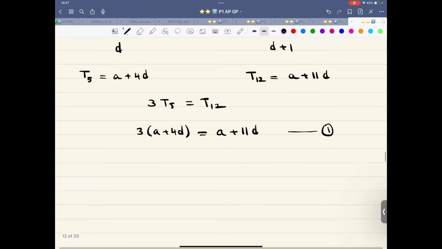Sum of first 5 terms. Sum of 5 terms, that is 5 divided by 2, 2A plus n minus 1, that is 4D.